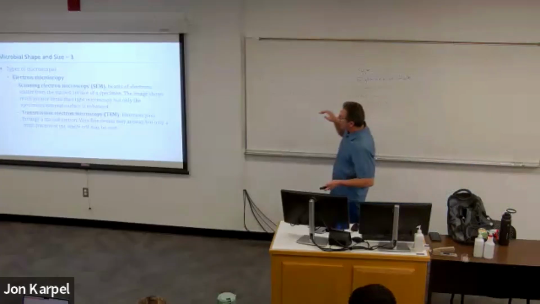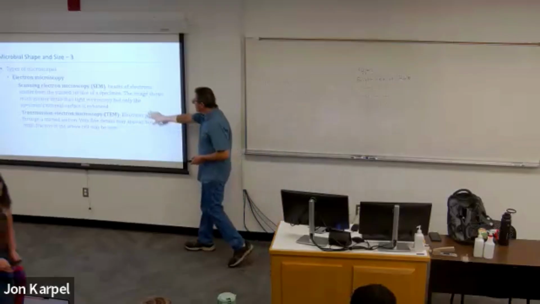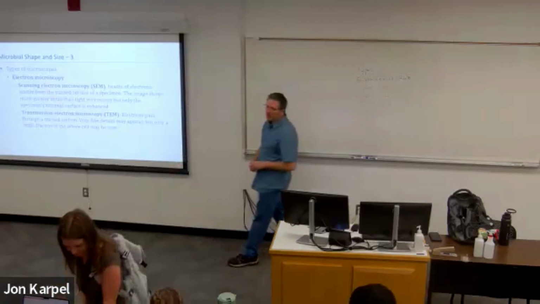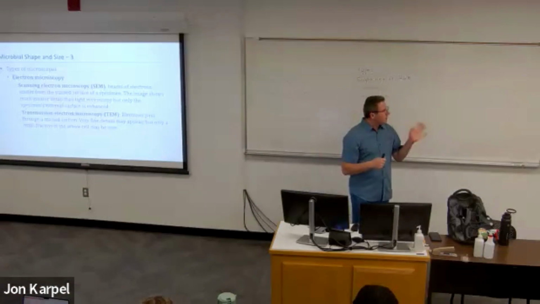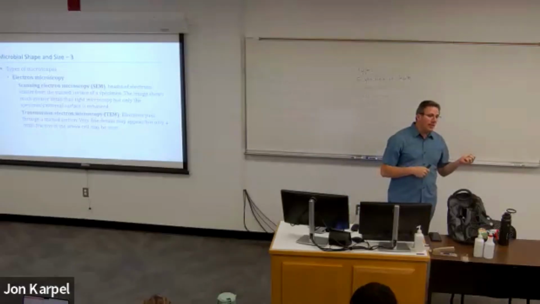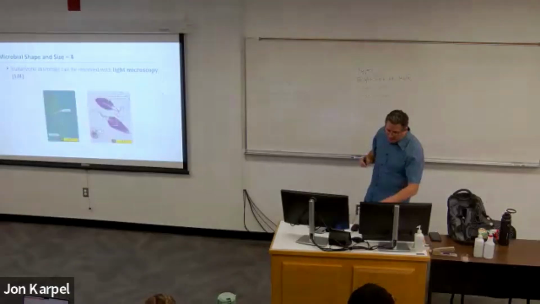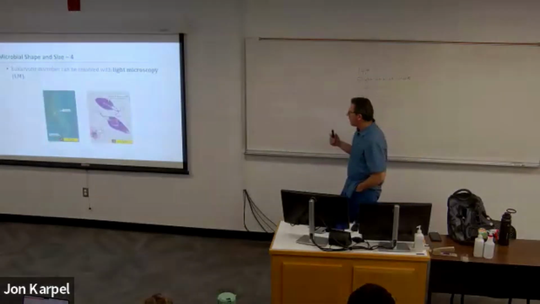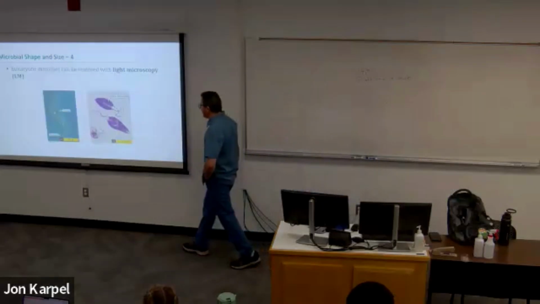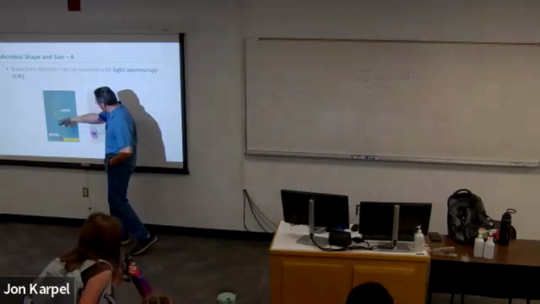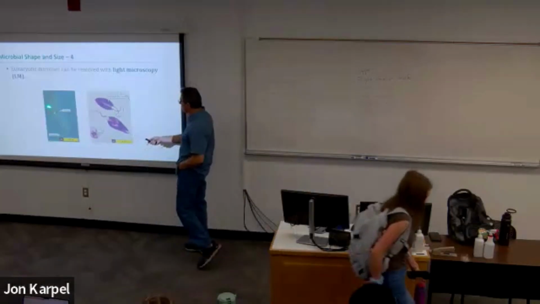So maybe wrong crowd. But we have different types of electron microscopy, and those processes are going to be for the smallest types of structures. So we're not going to use it in this class. With light microscopy, we can easily see the largest organisms. So this is a eukaryote.